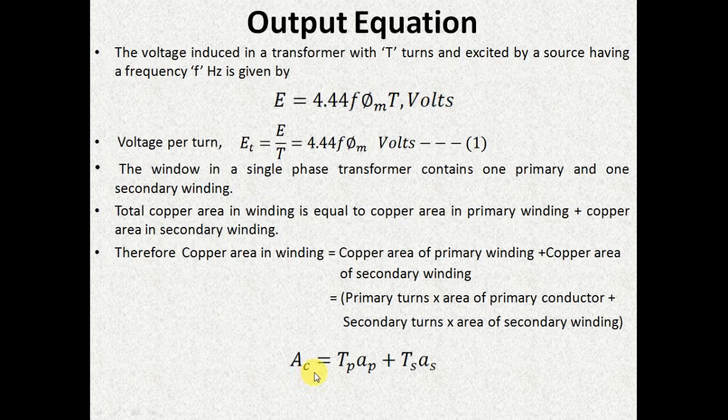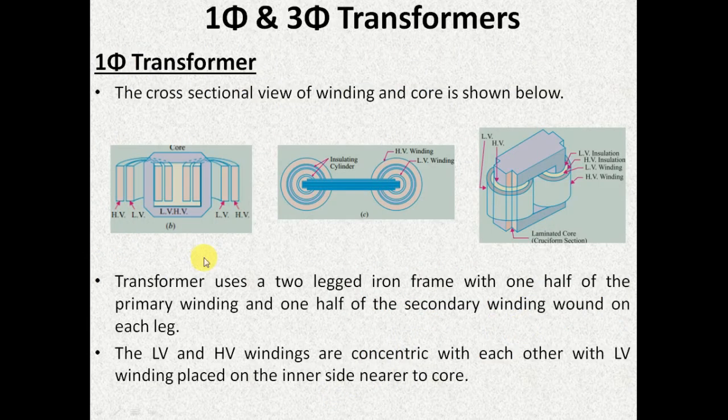So Ac is equal to Tp, the primary turns, and the area of the primary conductor, that is the cross-sectional area of the primary conductor, Tp into Ap, plus Ts into As. This is the actual picture. Tp into Ap gives the complete area of this portion and this portion, whereas Ts into As gives the complete area of this portion and this portion. Hope it's clear for you.